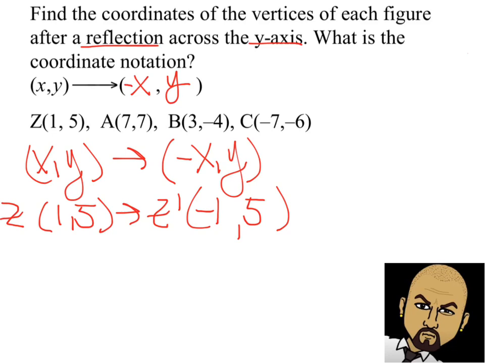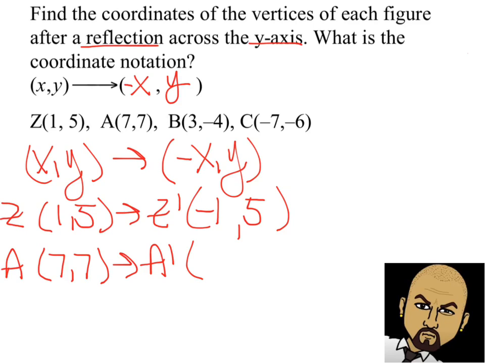So the y value stayed the same, and the x value became the opposite. Originally we had the ordered pair (1, 5). Now we have the ordered pair (-1, 5). All right, let's go ahead and do vertex A. We have the ordered pair (7, 7), and we're going to figure out A prime.